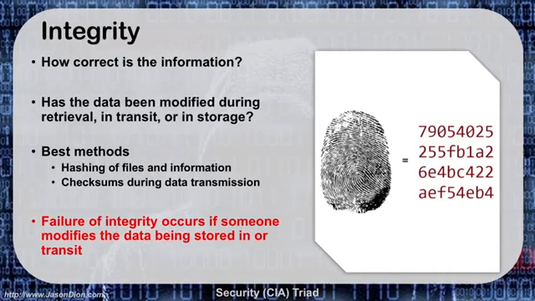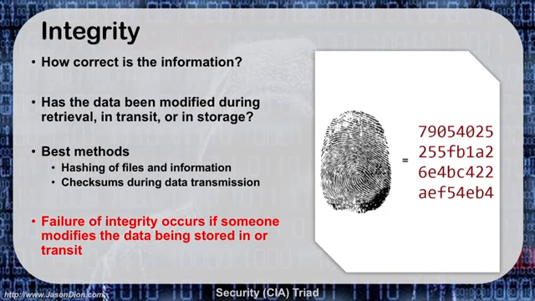So the next thing we're going to talk about is integrity. And integrity is all about how correct is that information? How has the data been modified in retrieval, in transit, or in storage? So if I have, for instance, your bank account balance, you want that information to be exact. If you have $1,000 in the bank, you'd be really mad if you woke up tomorrow and it said $10 because they dropped 2 zeros. You might be really happy if they took your 1,000 and made it 100,000 by adding 2 zeros. But again, we're talking about integrity, and that would be a change in the information.